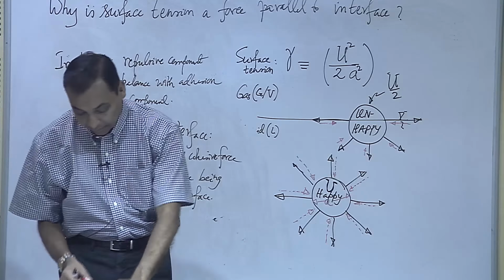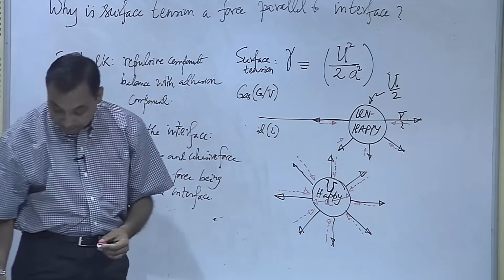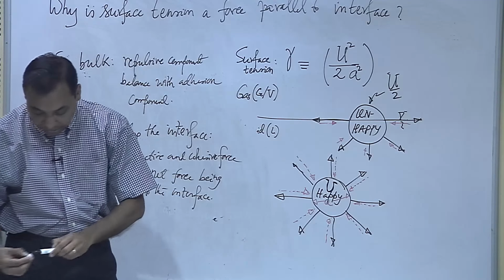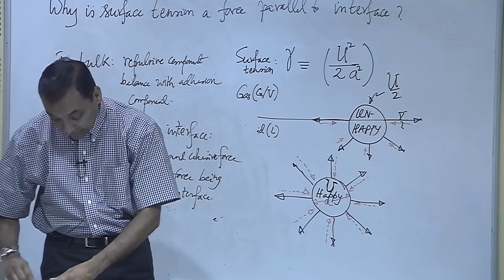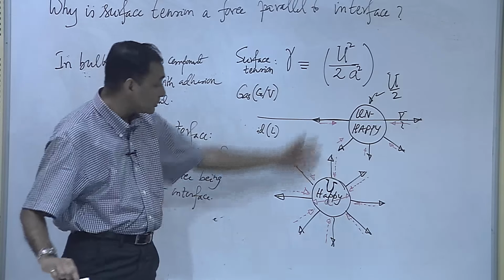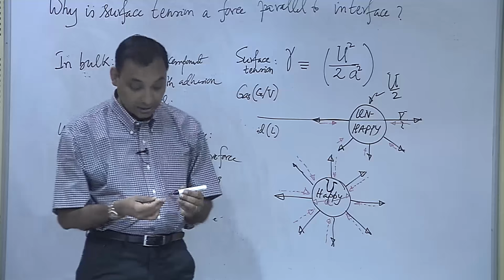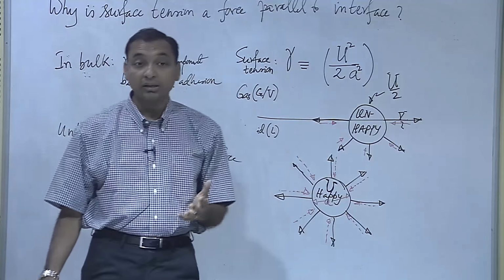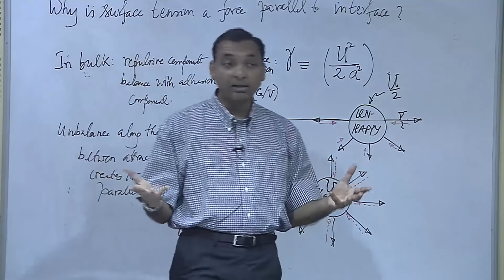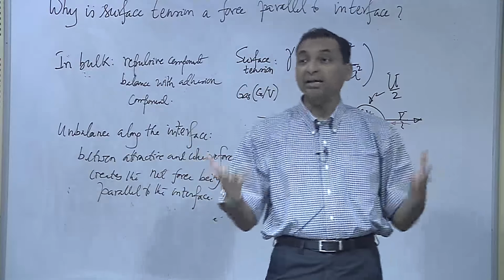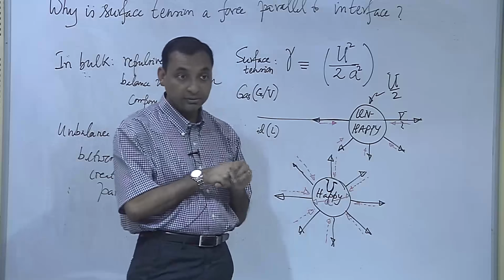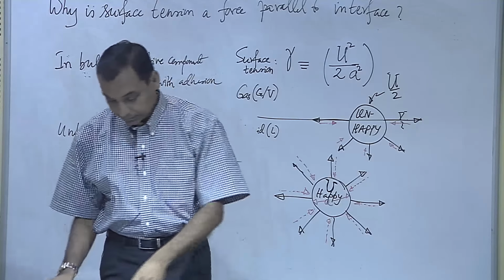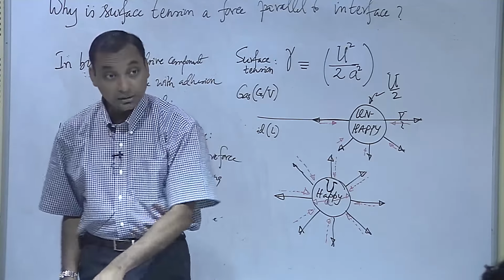So, now you can confidently say that the molecular description of surface tension really makes sense, because as a macroscopic quantity, which is essentially a mechanical definition, force per unit length is always along the interface. Okay? Clear?